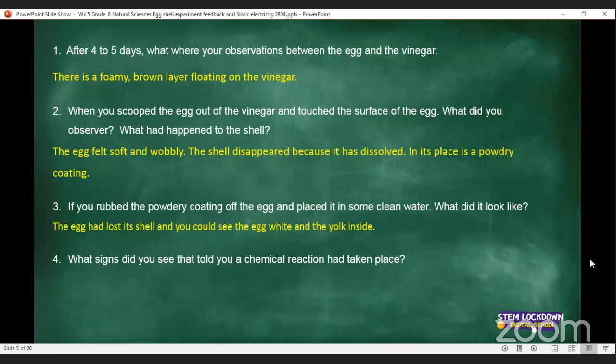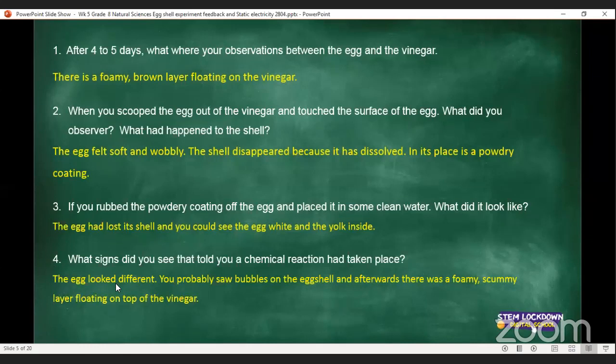The signs that a chemical reaction had taken place: you would have noticed that the egg looked different. Because the egg looked different, this is a sign to show you that the chemical reaction had taken place. You probably saw bubbles as well. If you did the experiment over the few days, you would have seen bubbles form in the vinegar, and thereafter a foamy, scummy layer floating on top of the vinegar. That foamy, scummy layer is basically the brown layer floating on the vinegar.